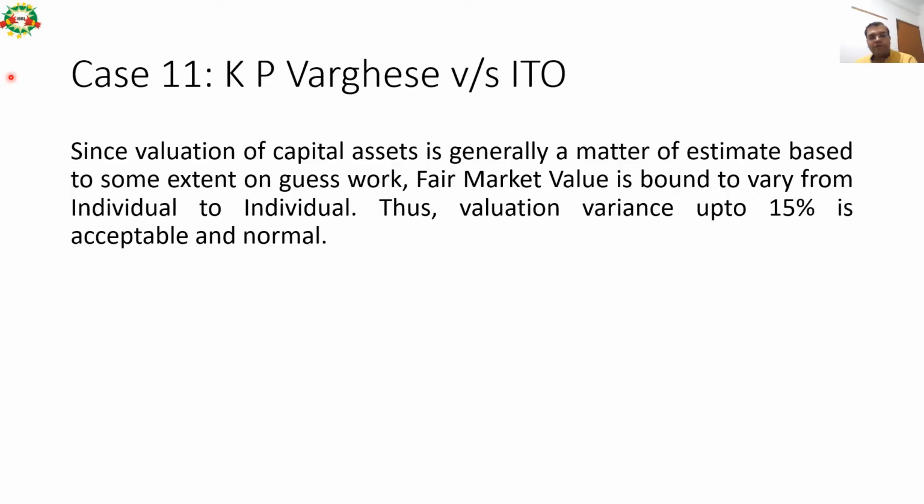So case number 11, KP Varghese versus ITO. As per this case, since valuation of a capital asset is generally a matter of estimate based to some extent on guesswork, fair market value is bound to vary from individual to individual. This valuation variance up to plus minus 15% is acceptable and normal. So as per this case, the court held that valuation variance of 15% is acceptable and normal.